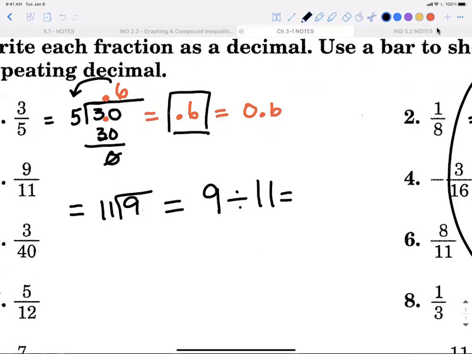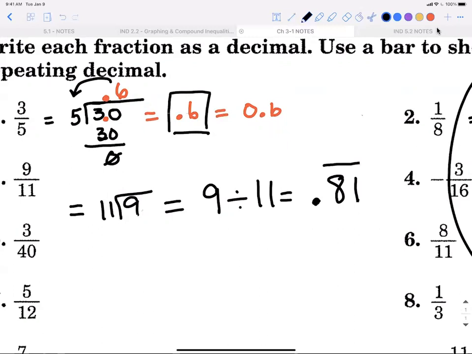Okay, so what you should see is a pattern here, right? You've got 0 point, and I don't care if you write the 0 out front. So you've got 0.81, 81, 81, 81. So we're only going to write the 81 once and then put the repeating bar over both of those because the pattern is 81 and then 81, 81, 81.